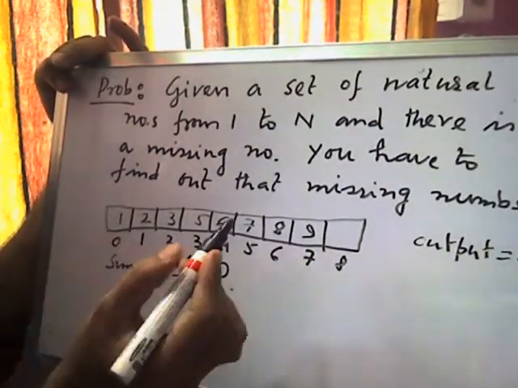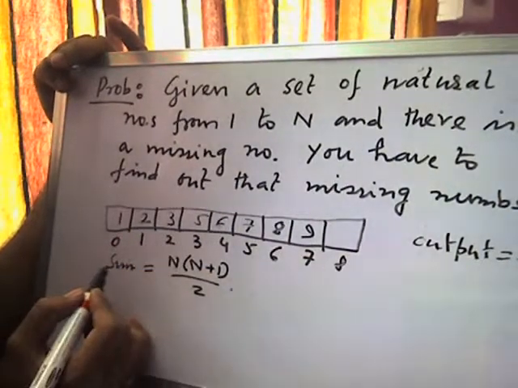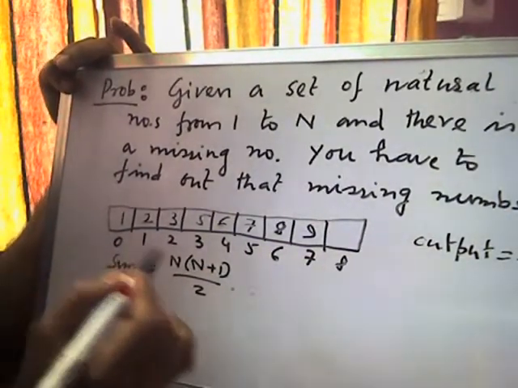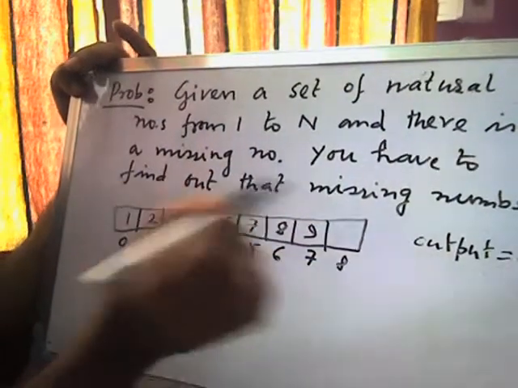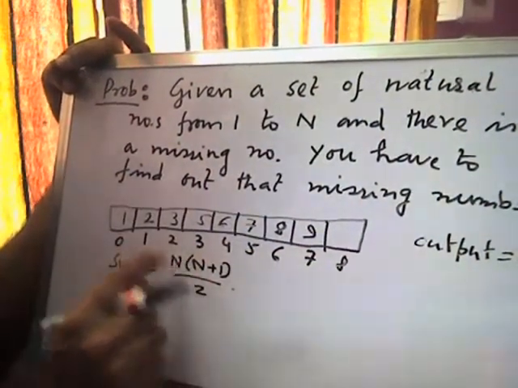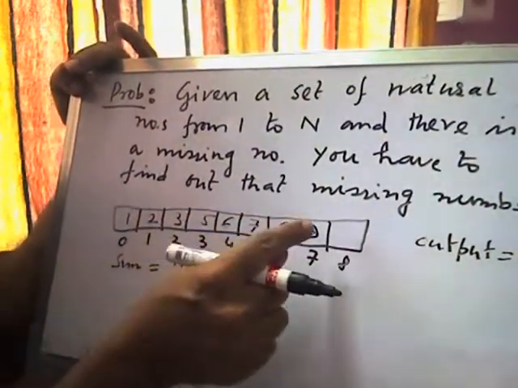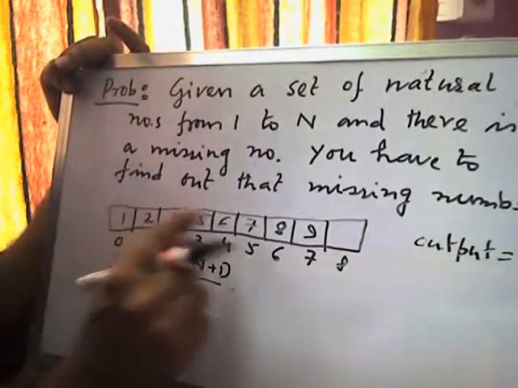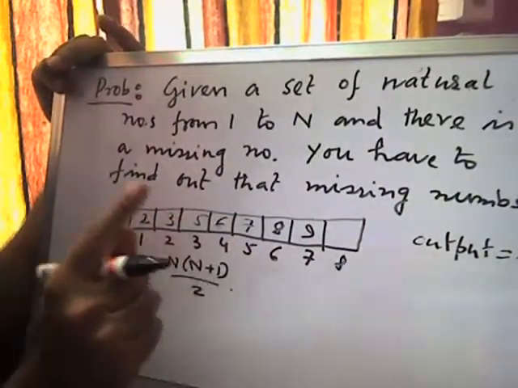Ultimately, at last you will find the value of sum, which will give you the output 4. This is a simple algorithm, because if you add the whole 1, 2, 3, 4, 5, 6 up to 9, you will get some number, and subtract all the numbers, definitely you will get the missing number 4, right?